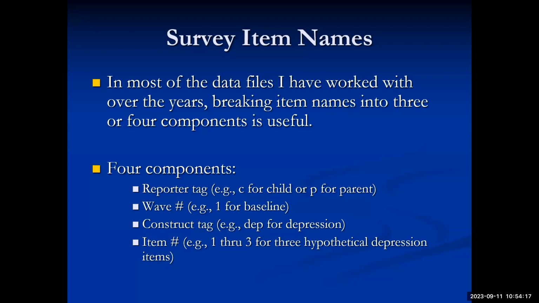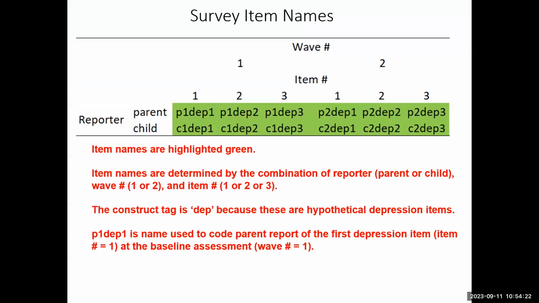And so if we have 3 depression items, we'll have item numbers ranging from 1 through 3. On this slide, I show a table of these various elements, and our ultimate item names are highlighted in green, and we could see that the item names are a combination of these components: the reported tag, the wave tag, and the item number in this case. And also, it's not present in the table, but we've got the construct tag as the 4th component.